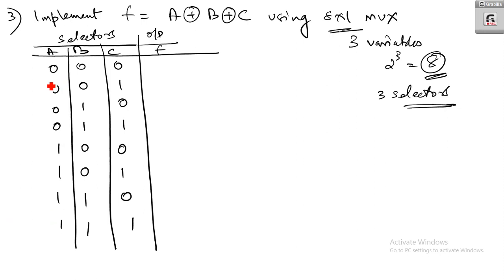0, 0, 0 gives 0. 0, 0, 1 is 1. 0, 1, 0 is 1. 0, 1, 1 is 0. 1, 0, 0 is 1. 1, 0, 1 is 0. 1, 1, 0 is 0. 1, 1, 1 is 1.